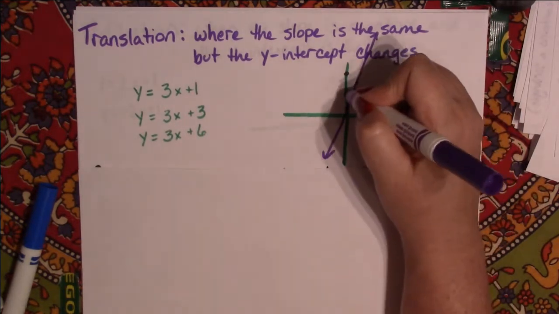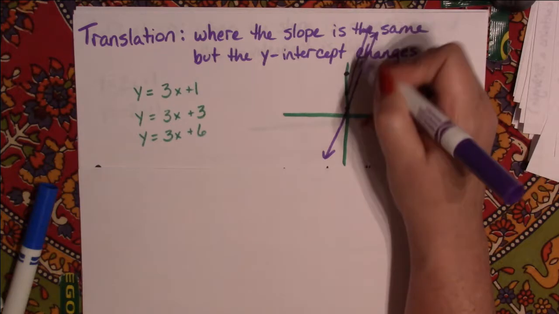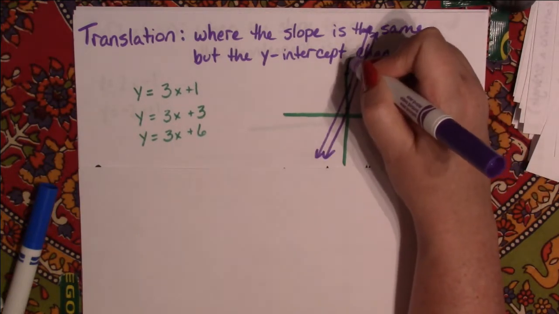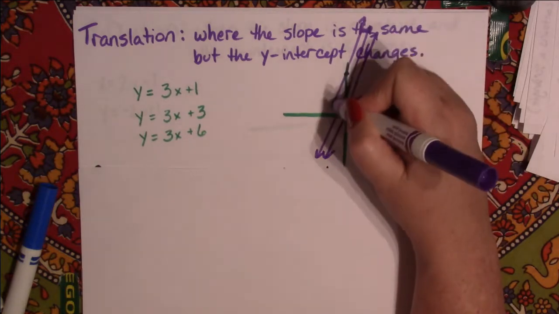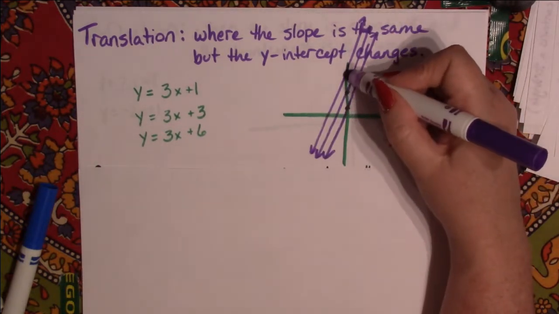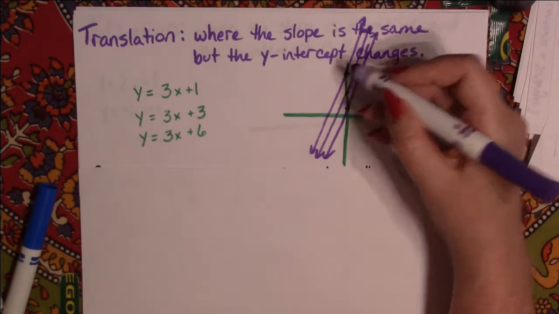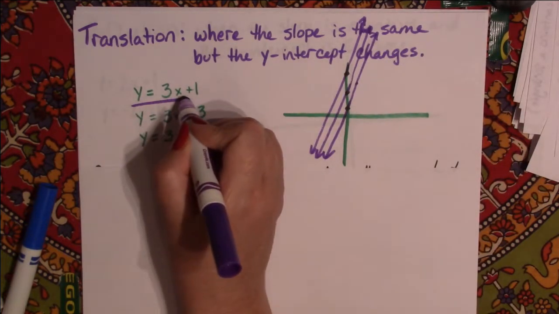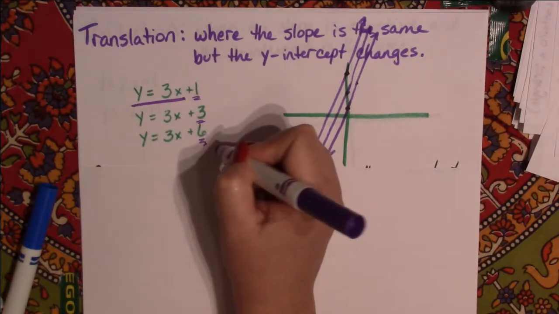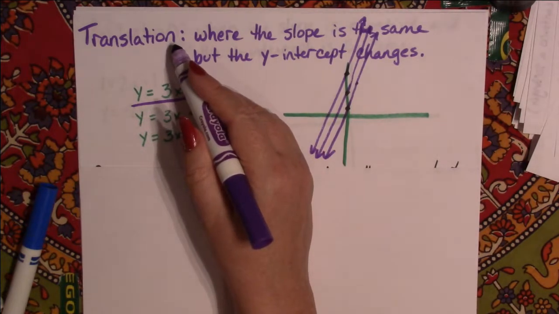And starting at 3, we end up with this line that is parallel. And starting at 6, we end up with this line. So all we've done is slide this line up 2 or 3 spaces. So this part of the line is the same, and this is the part that changes. That's a slide, a translation.